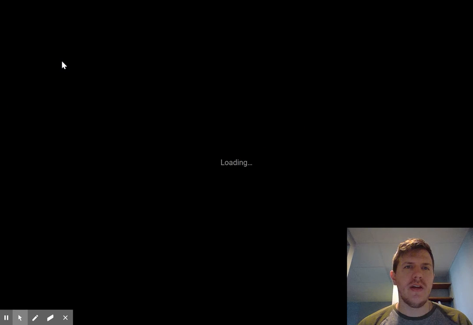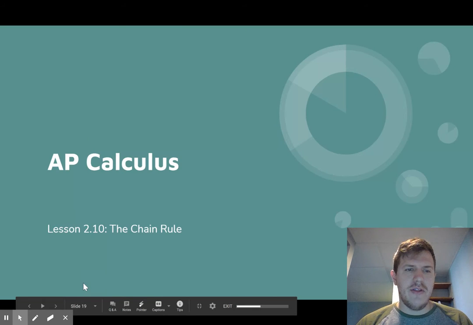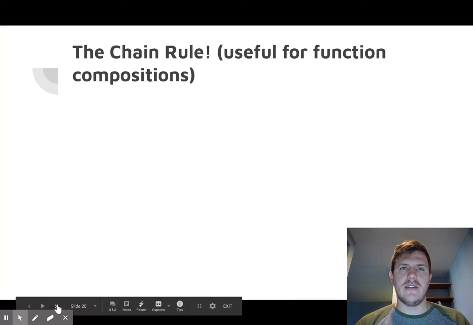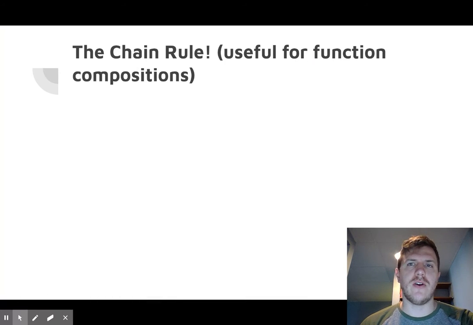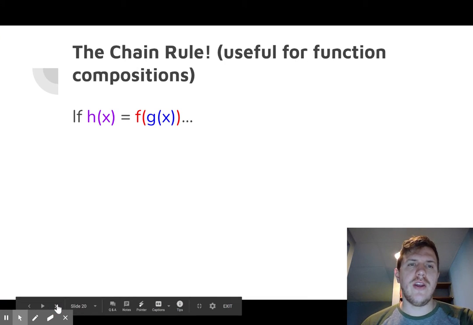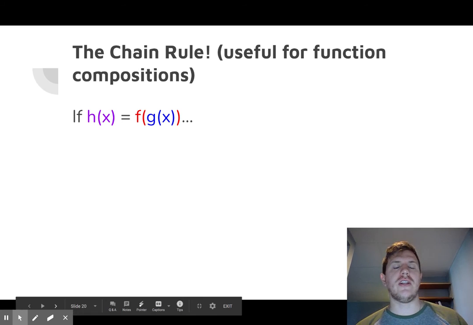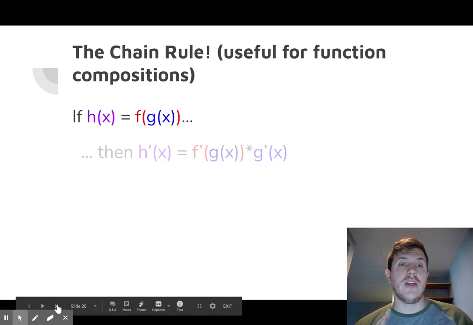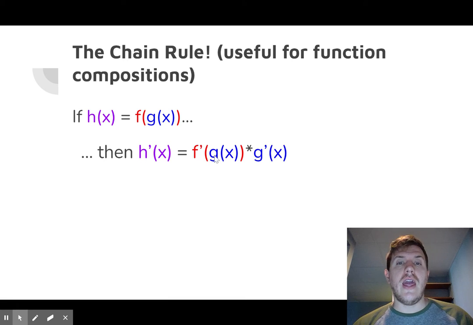Okay, so just a quick review. Remember, the chain rule says this. It's useful if we have a function within a function, a composition. If we can recognize that a function is a composition of functions, the derivative of that is the derivative of the overarching function with the input being g of x, the secondary function, times the derivative of that secondary function. That'll be important for us to be able to move forward here.